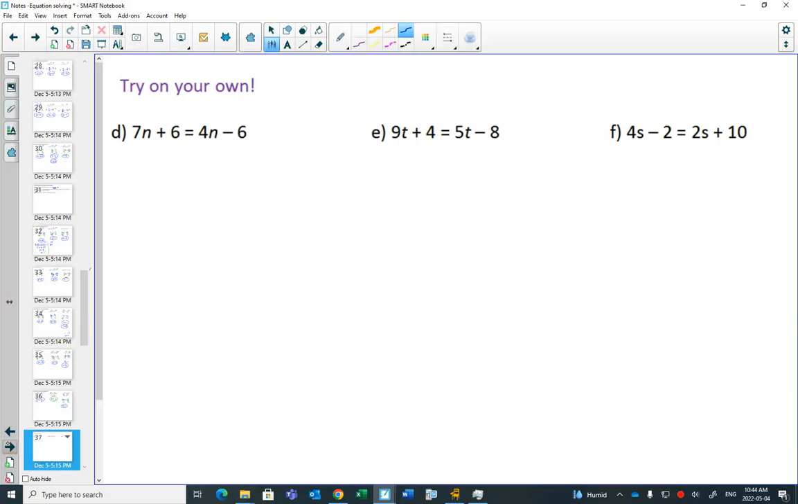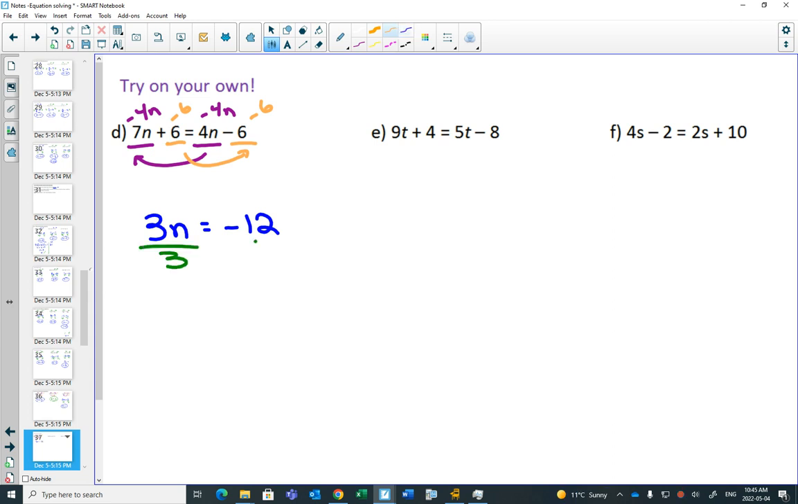So again, I'll show the work on here. I'll talk it through, so if you watch the video later, you can see it. I look for my like terms. Here, I would subtract 4n on both sides, because I want to move my variables to the left side. These are like terms, so I'm going to subtract 6 on both sides, because I'm going to want to move them to that side. That'll give me 3n equals negative 12. Then I just have to divide both sides by 3.